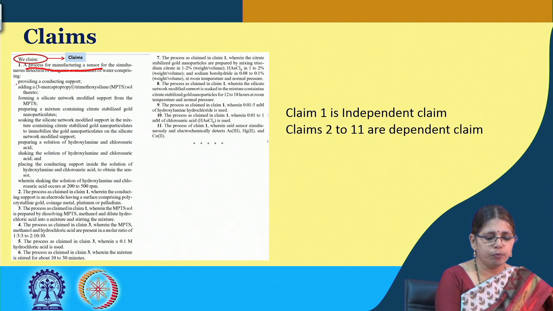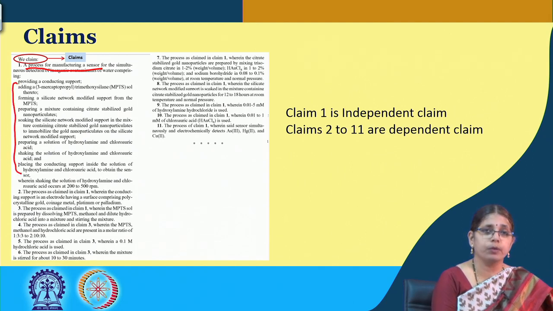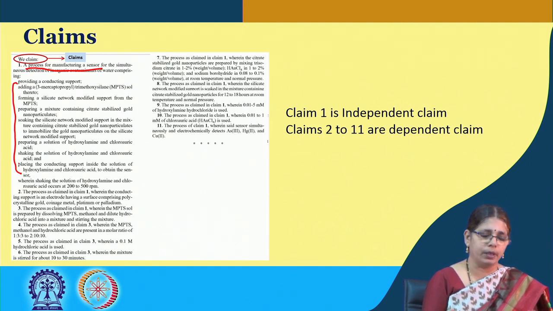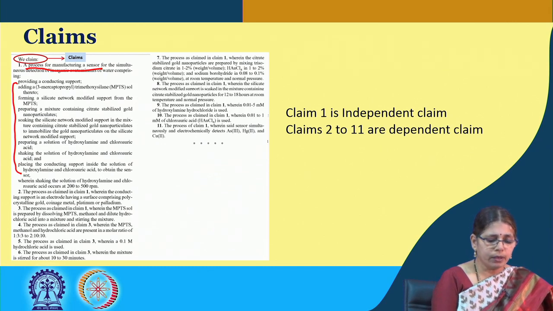And then what you find here, this part of it is what we call the body. Let us take a very simple example. If chair is a claim, then there are different aspects of a chair, which is an arm of a chair, a leg of a chair, a seating area, all of that comes under the body of the particular independent claim. Now, if you look at claim number 2, claim number 3, the process as claimed in claim 1, this is a dependent claim because it is dependent on claim 1.